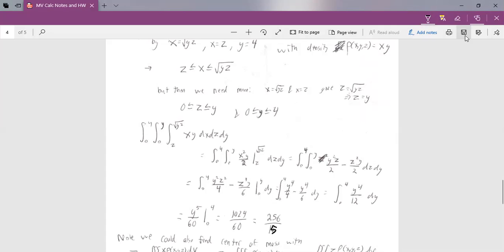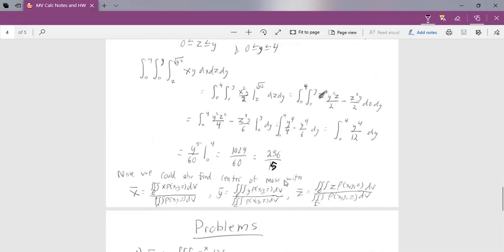And that wraps it up. This finds us the mass. This is indeed the mass of the shape that I gave you.